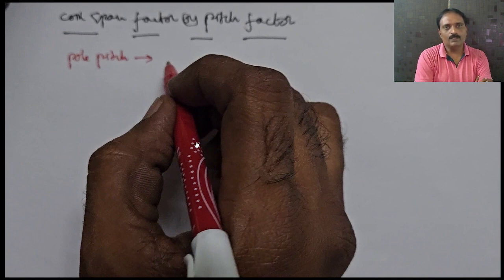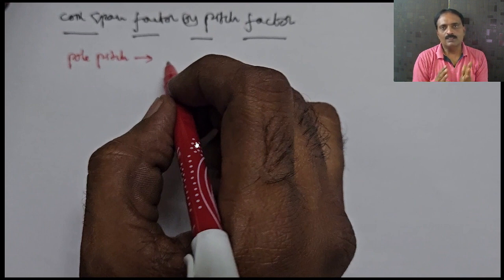Before going further, let me explain what is meant by a pole pitch and coil span, which are very much essential to understand this. Pole pitch is nothing but the distance between two poles, that is one north pole and the consecutive south pole, and generally it is measured in number of slots. For example, if you have 24 slots for a 4-pole machine, the number of slots per pole will be 24 divided by 4, that equals 6. So here 6 is the pole pitch in terms of number of slots.